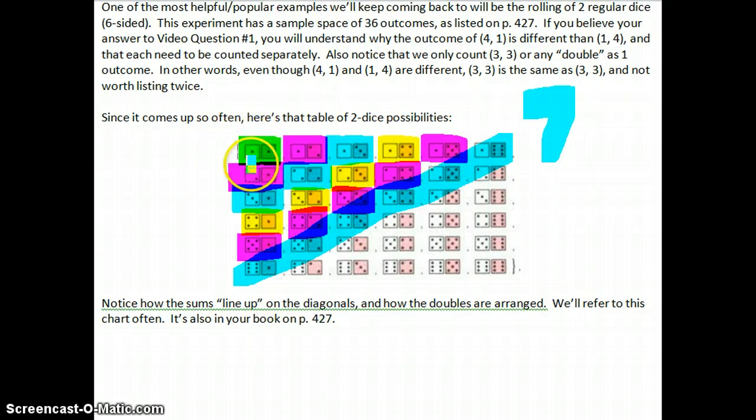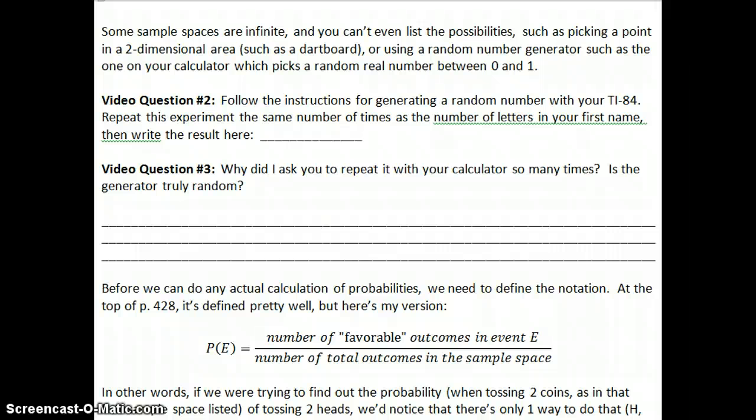Okay, so this is all the possibilities you can have of rolling 2 dice. And notice that there are 36 of them. That's going to come up a lot in the unit. All right, next topic. Oh yeah, so some of the sample spaces are infinite.